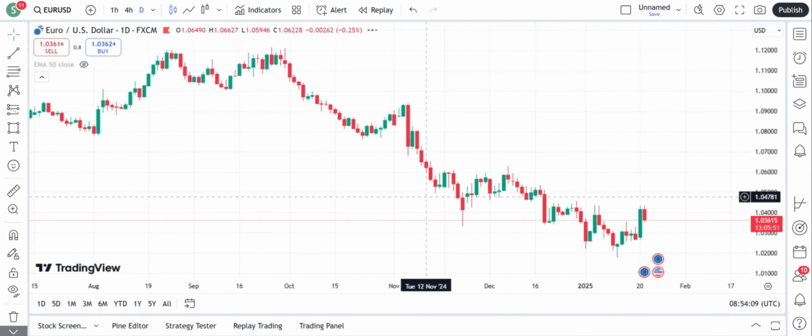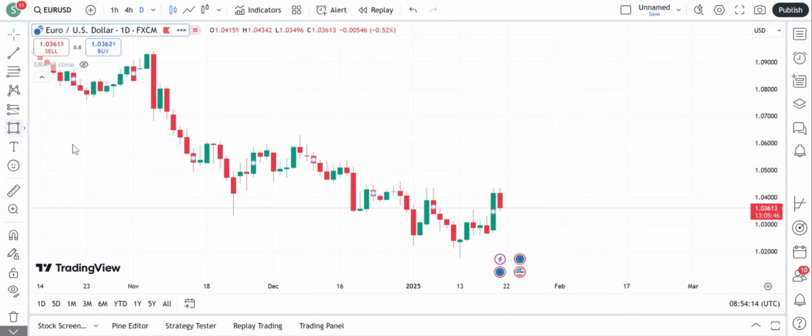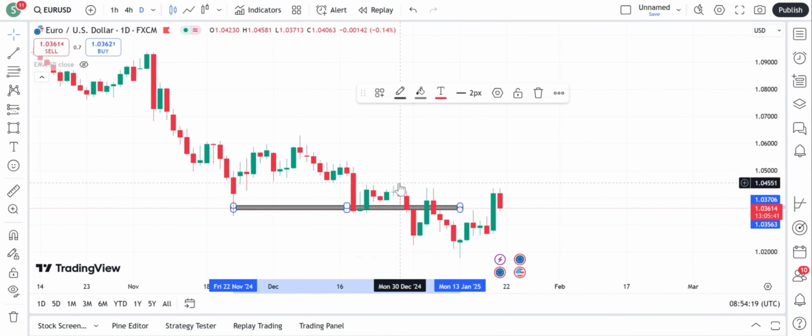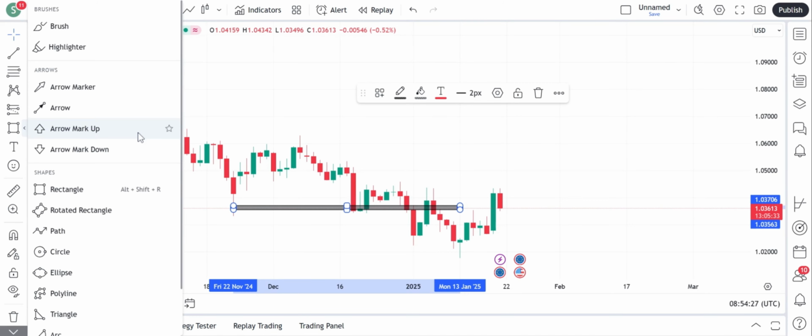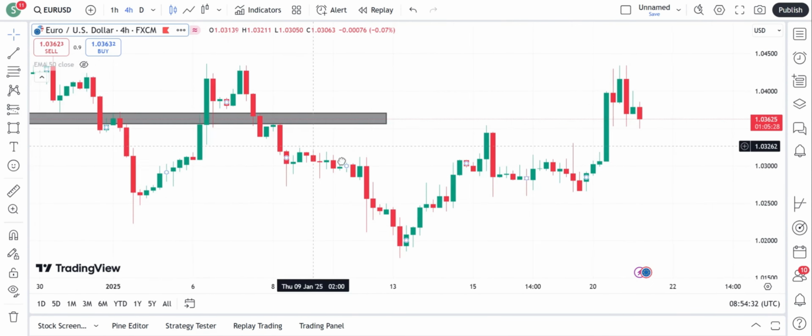So for example, we have the Euro USD here. You can see previously that price broke this low here. This point, immediately price breaks it. So immediately price breaks a support, it changes to what? A resistance. So all you have to do is to go to a smaller time frame. Example, this is a daily time frame. You can just go to 4 hours. Now, immediately price breaks there, comes back.